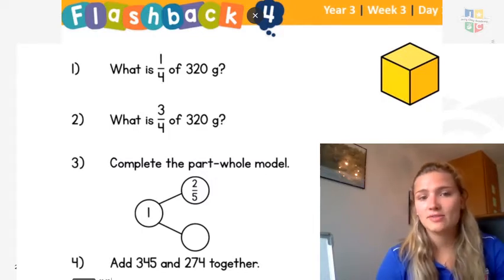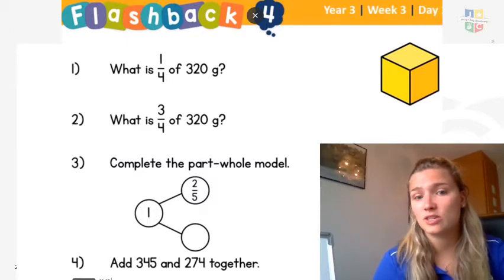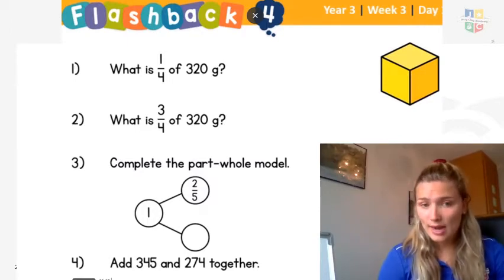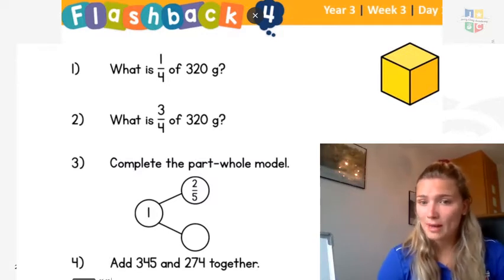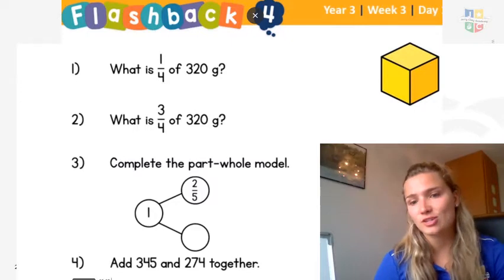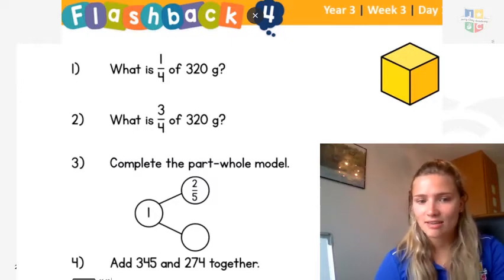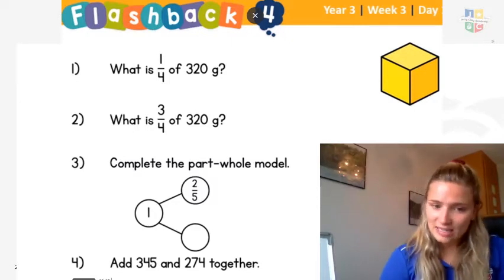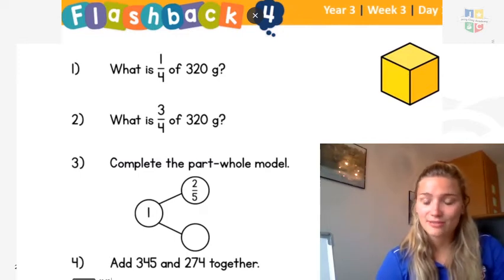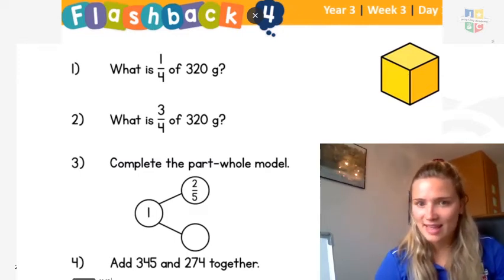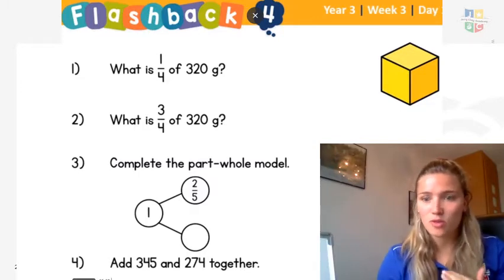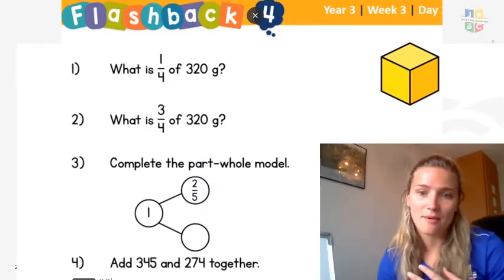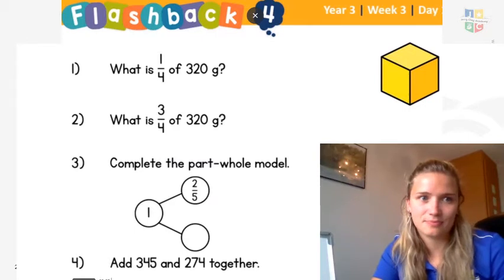Number 2, you're then going to find 3/4 of 320 grams. Number 3, you're completing the part whole model, thinking about if it's a whole that is in the whole part, what would that be as a fraction, using your other parts to give you an idea. And then you're adding 345 and 274 together. So have a go at doing that. Once you have done that, press play on the video and we'll see if you've got the right working out and found the answers correctly.